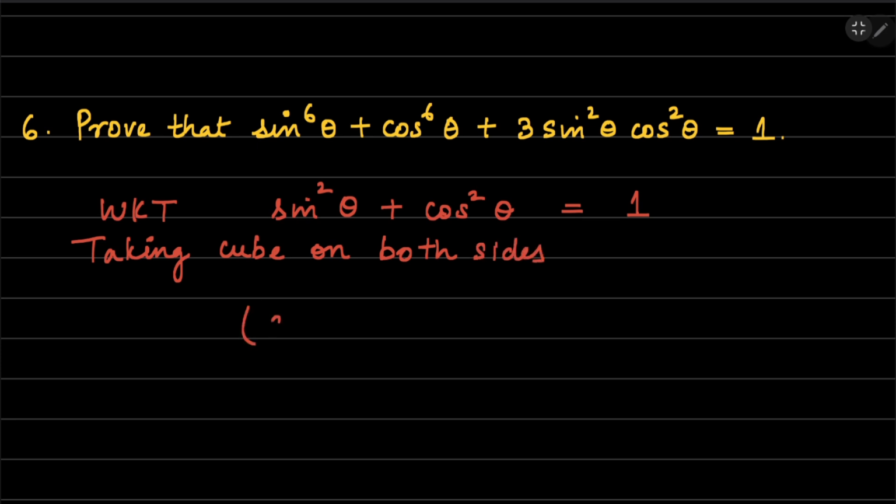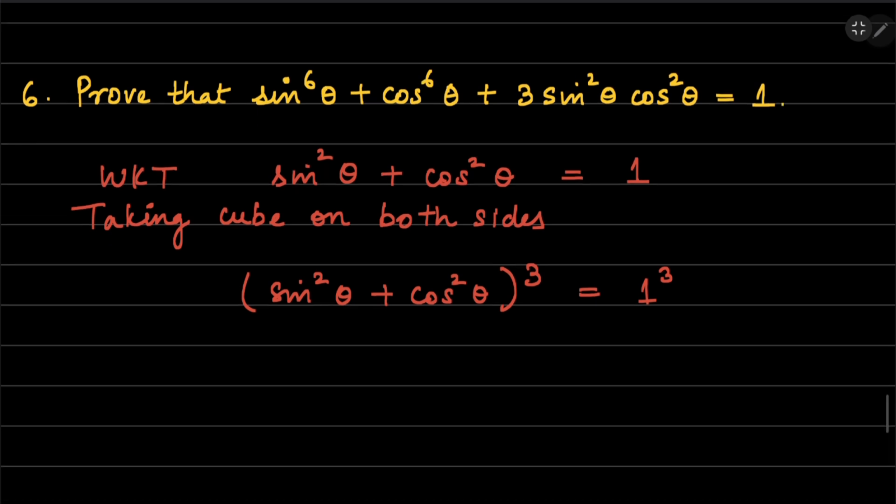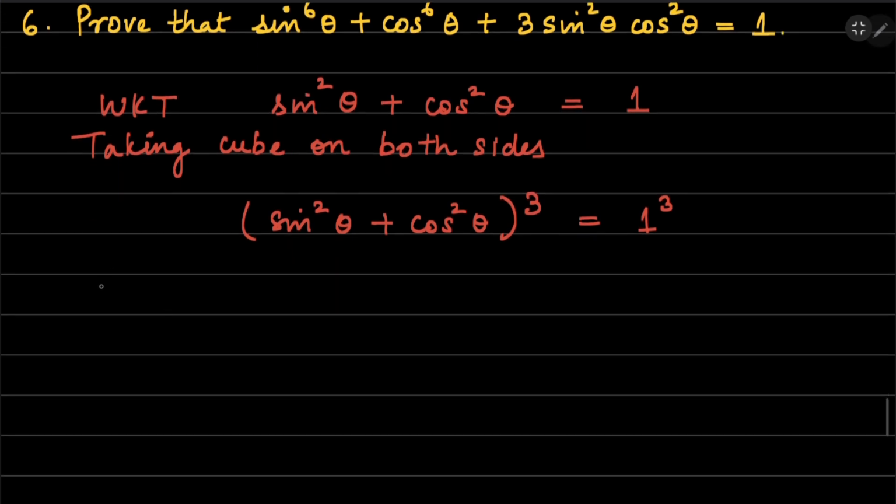So, what do you have? Sine square theta plus cos square theta, the whole cube is equal to 1 cube, which is 1. Okay, now what is a plus b the whole cube? A plus b the whole cube is equal to a cube plus b cube plus 3ab into a plus b.